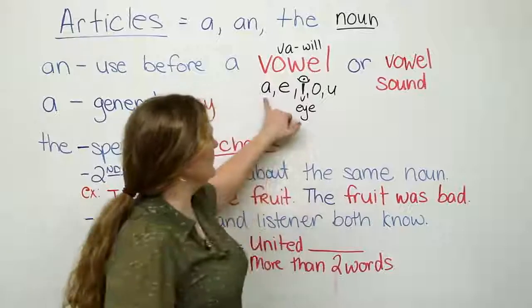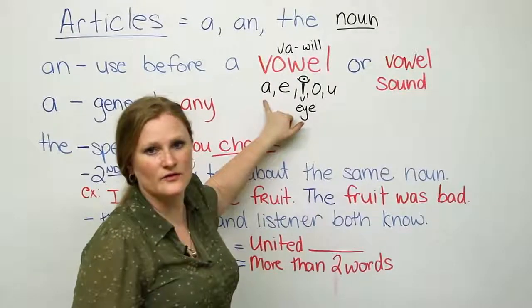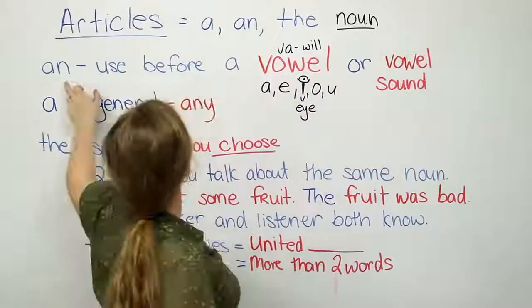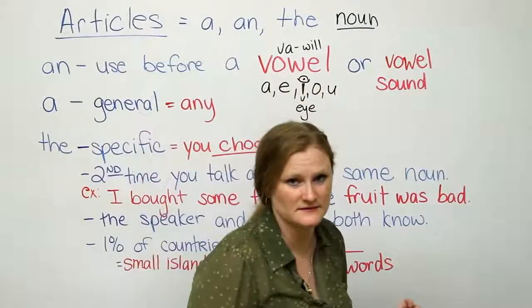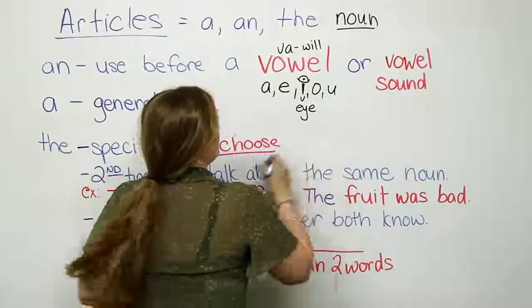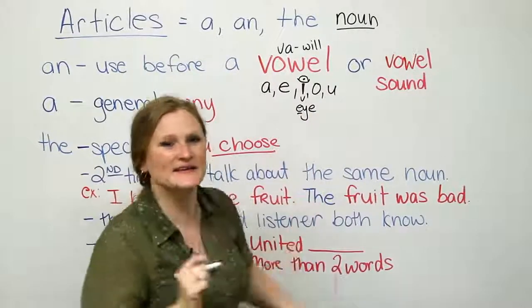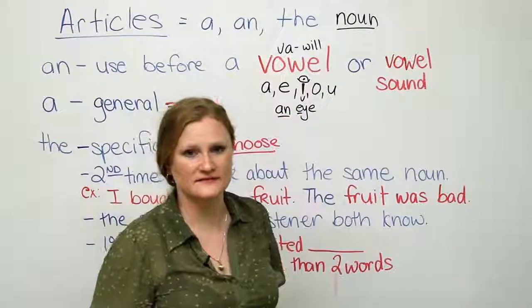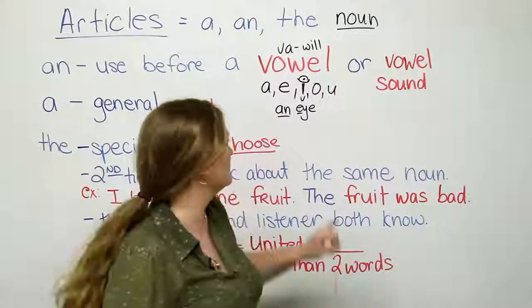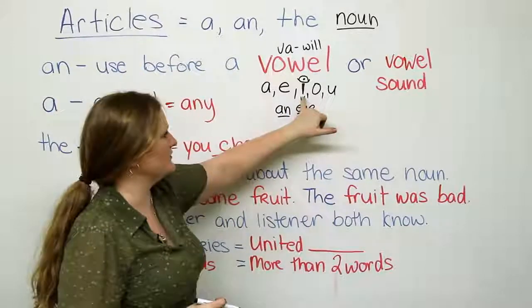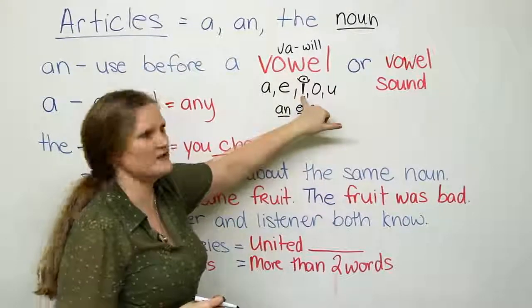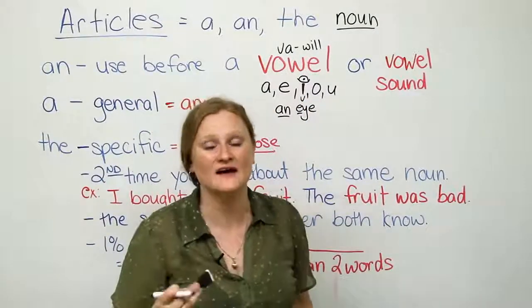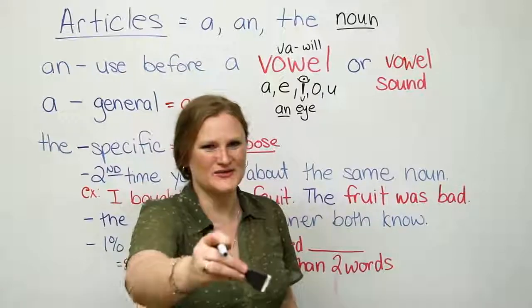So, if you have a vowel, A, E, I, O, U, that begins the noun, you have to use an. For example, an I. Oh, yay! We have to say an I, because the word I begins with a vowel. If the word begins with this letter I, for example, ice cream, yay! We have to say, I'd like an ice cream. Do you like ice cream?